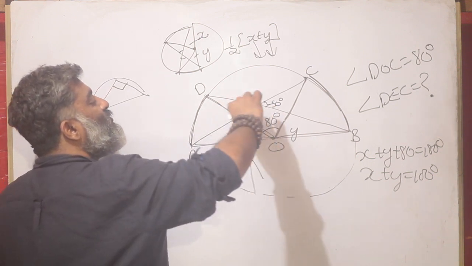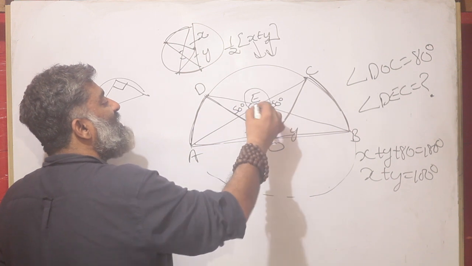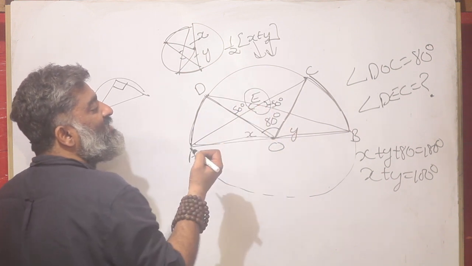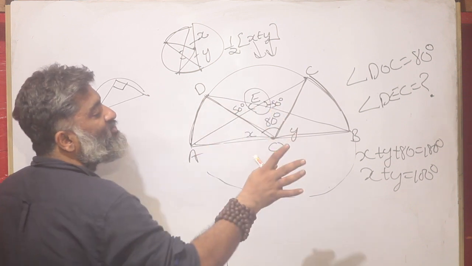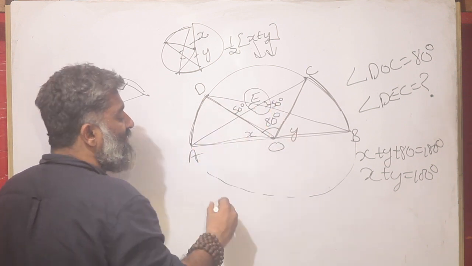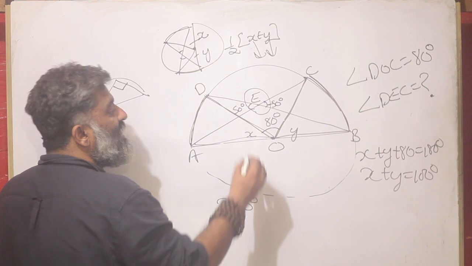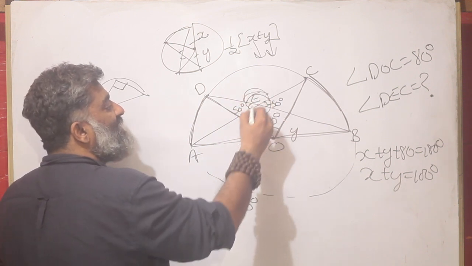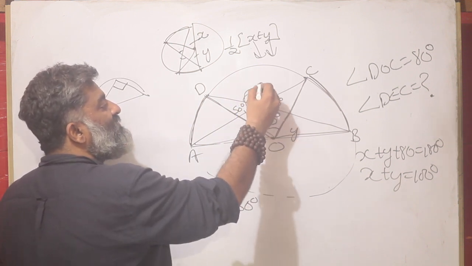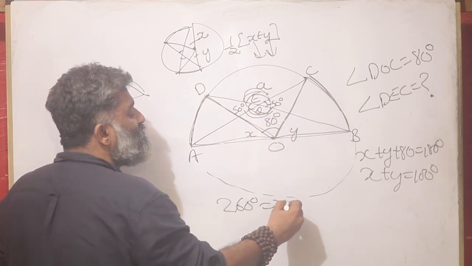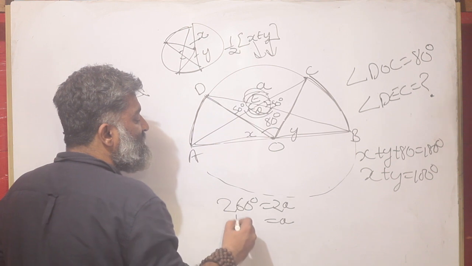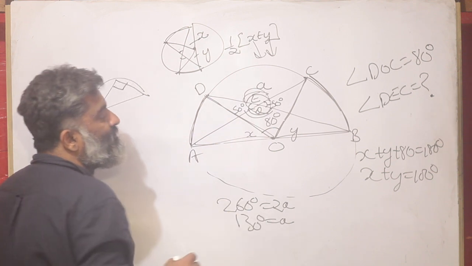And now the sum of all the angles at this point is going to be 360 degrees, a whole circle, right? 50 degrees, 50 degrees, 100 degrees gone. So out of 360 degrees, you are left with 260 degrees. And again, this angle and this angle are equal to each other. If this is A, this is also A. So 260 degrees is equal to 2A, and therefore A is equal to 130 degrees.